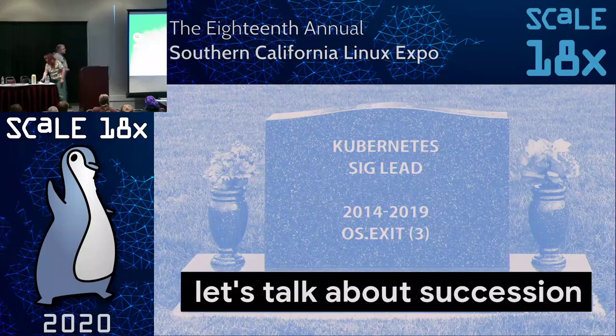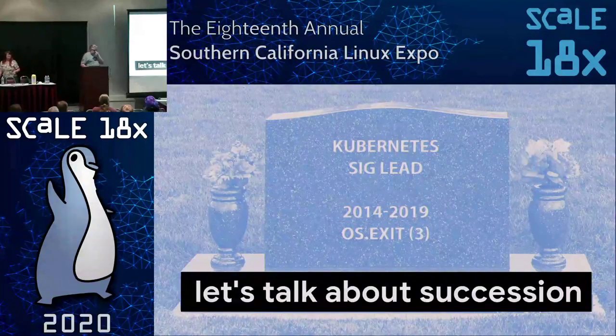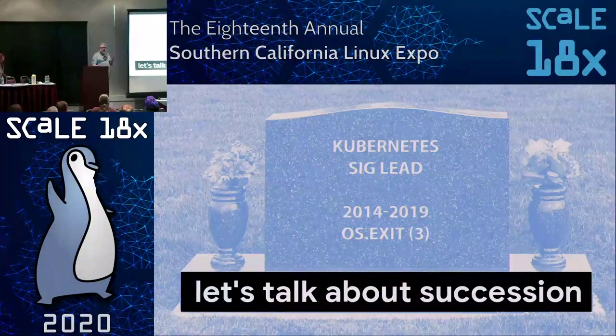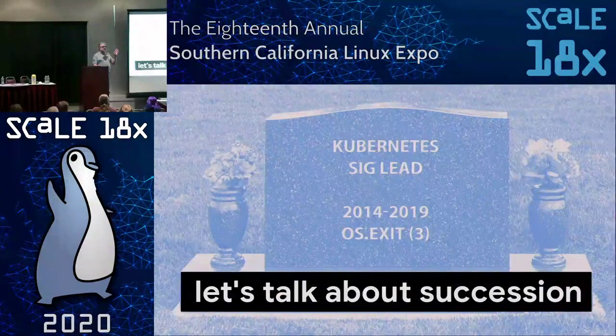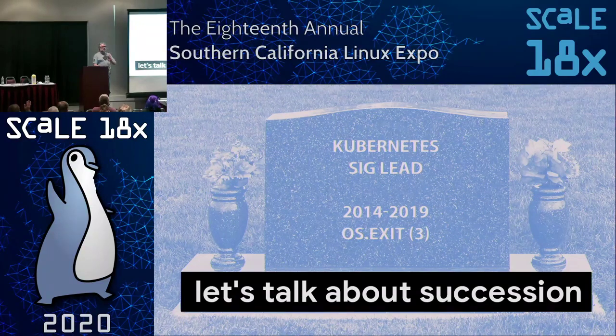Thank you. So, given that, let's talk about succession. Not just succession and mentorship, but project succession in general. How many people here work on an open source project that has a succession problem or a potential succession problem? That you have important things that have a bus factor of 1? How many people don't know that they're on an open source project that has a succession problem?